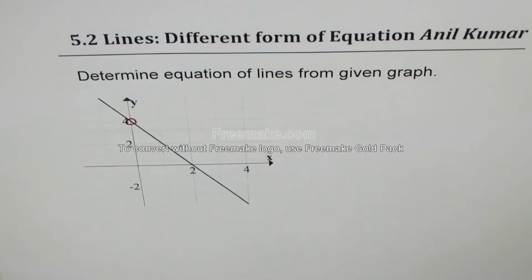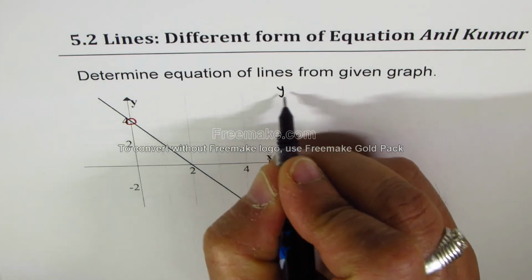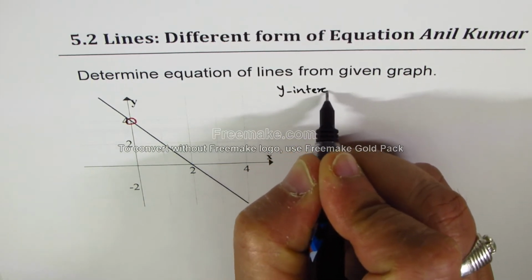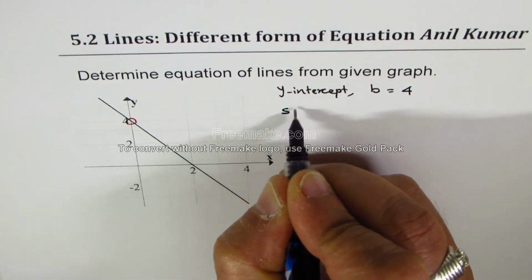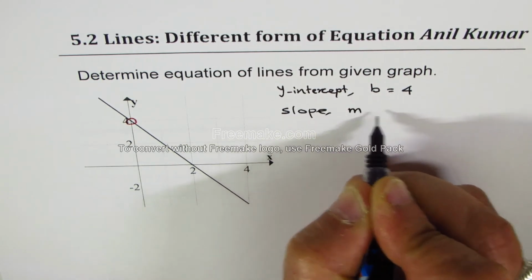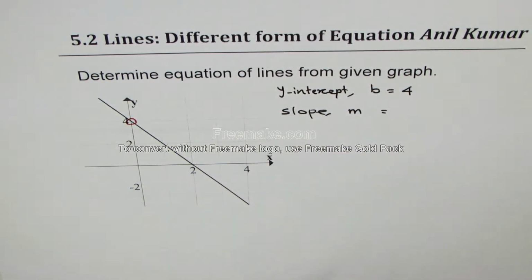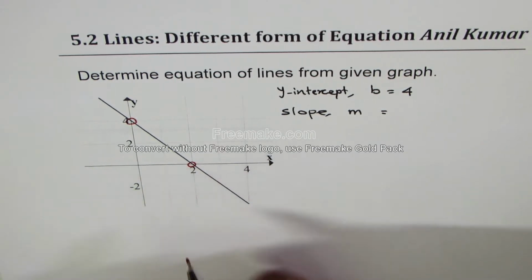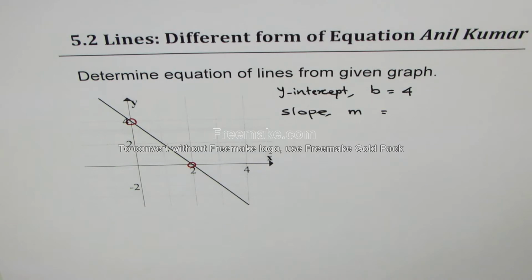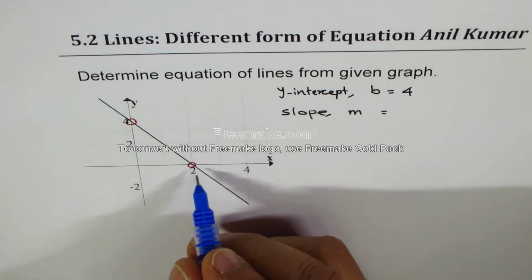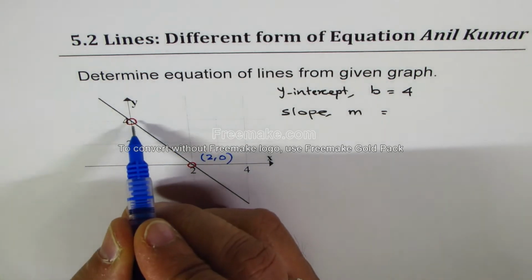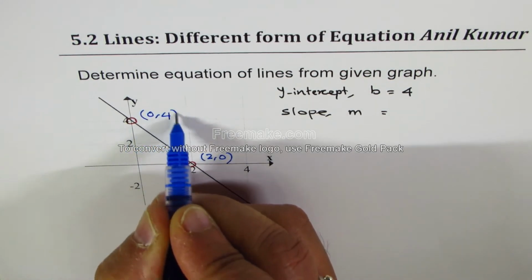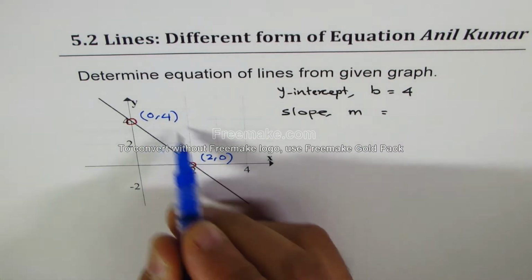The y-intercept is 4. So let's say the y-intercept, which is b, equals 4, and the slope, which is m, equals how much? So you could consider 2 points once again. X and y intercepts are very good points to take, correct? So if you want to write down the coordinates, then this value here is (2, 0), and the value here is (0, 4), right?